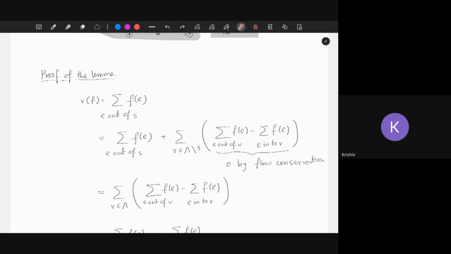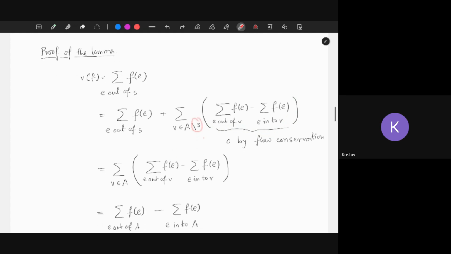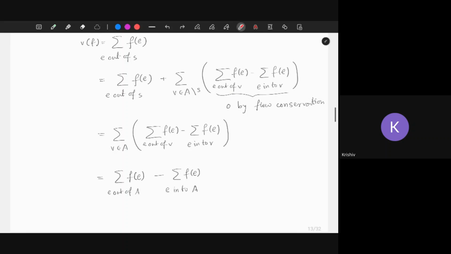Take the sum of the flows along the edges coming out of the source, and I add 0. This is basically flow conservation: the sum over edges going out of any vertex v minus edges coming into any vertex v is 0. I take this sum over all of the cut A, excluding the source.